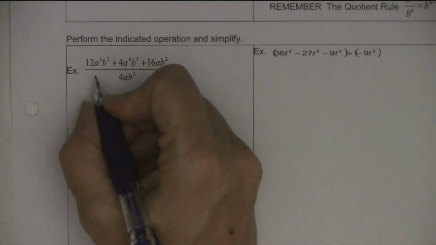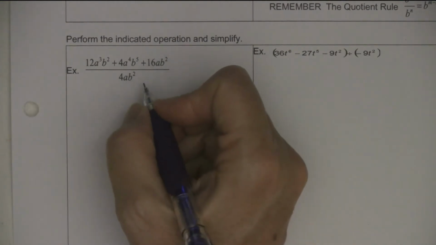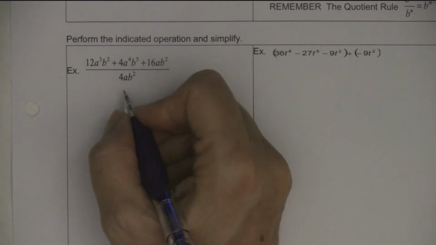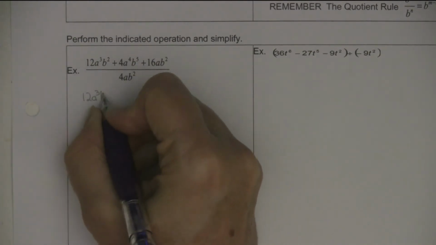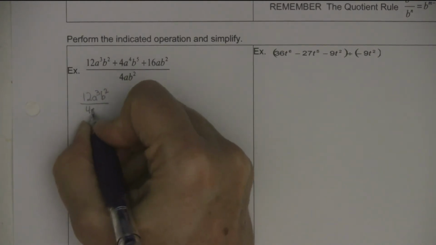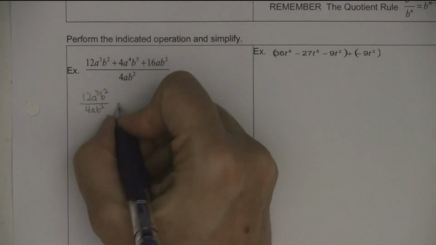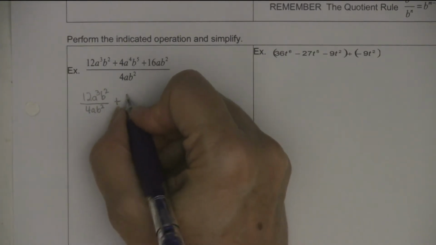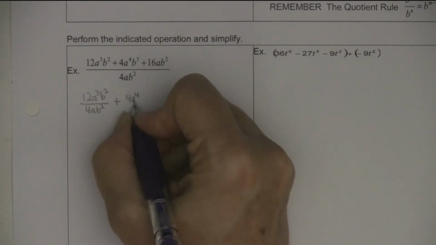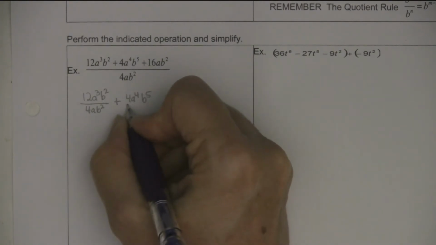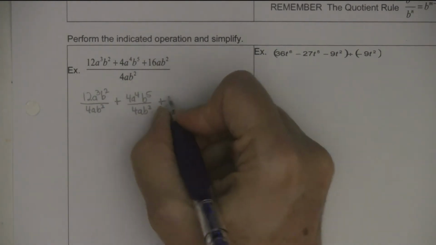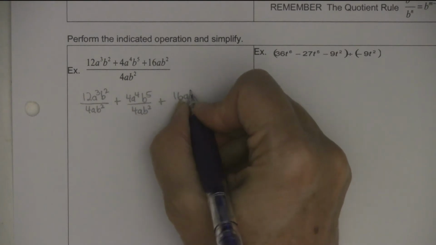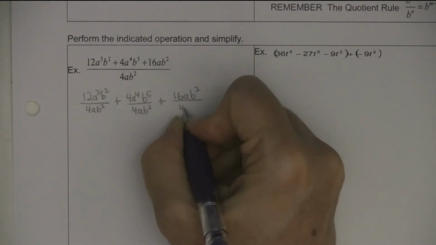And so this is a trinomial, coincidentally, divided by a monomial. And so what they say is you can divide the pieces. So 12a to the third, b to the second, divided by 4ab squared, whatever sign, plus. And so it follows, the sign follows, 4a to the fourth, b to the fifth, divided by the same darn thing. Sign follows. And then now I'm just ready to divide the pieces.